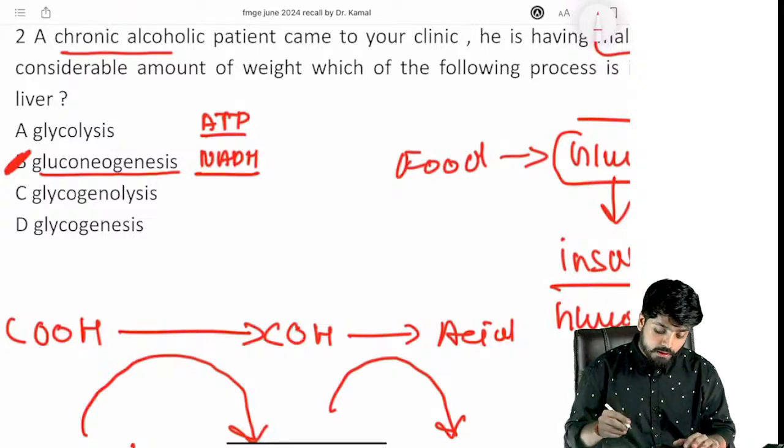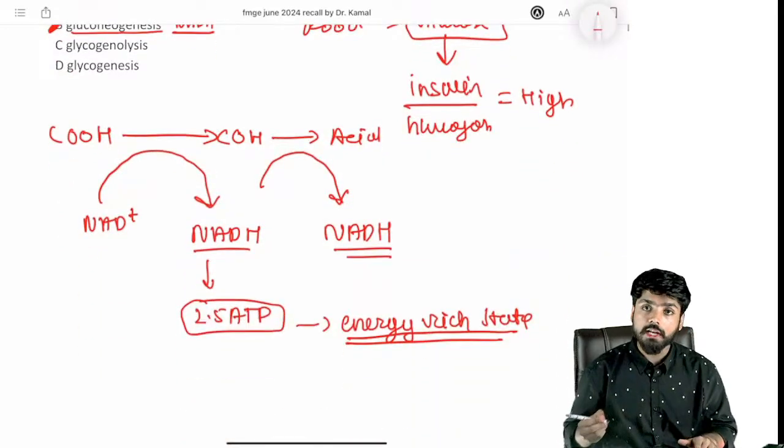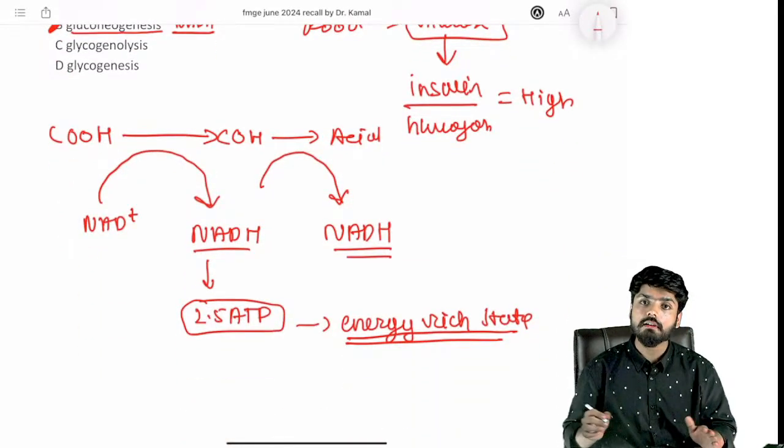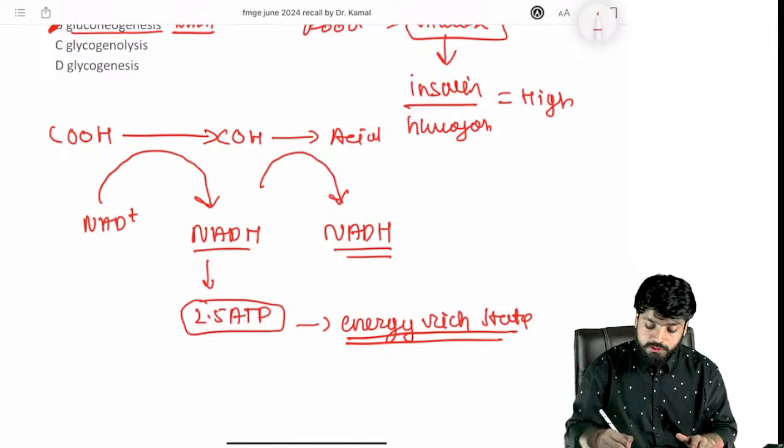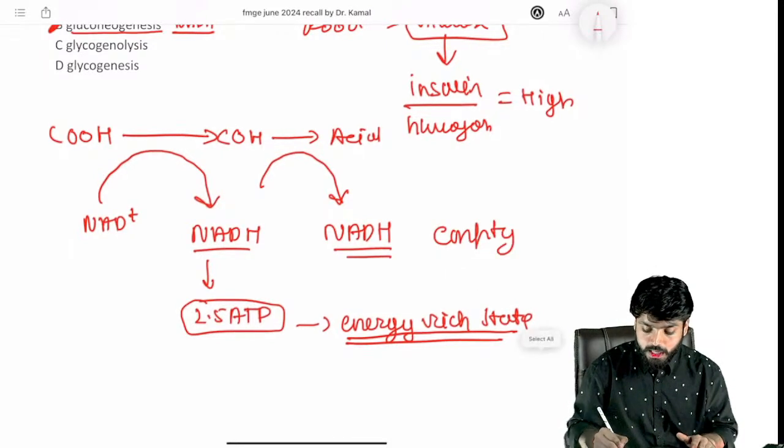Also, this kind of energy, now the patient is consuming alcohol, he is just having NADH, but he is not consuming anything in real. So these are known as empty calories.